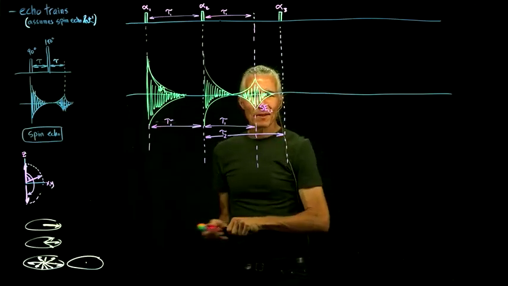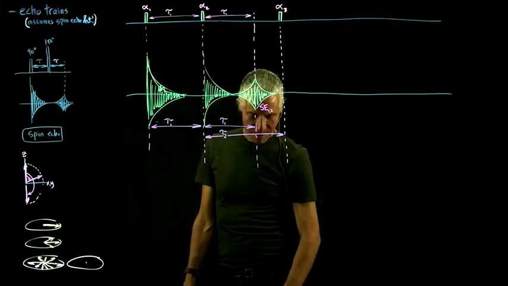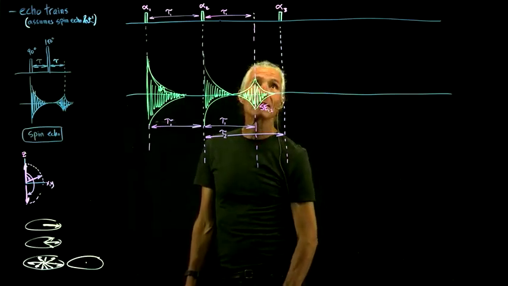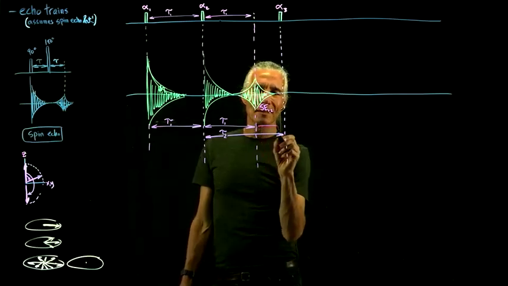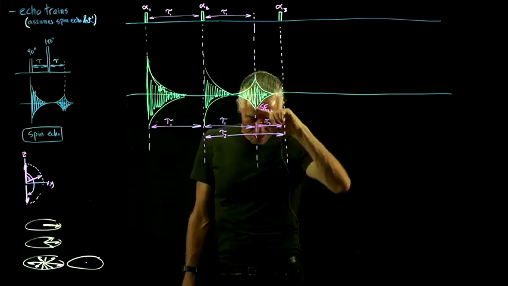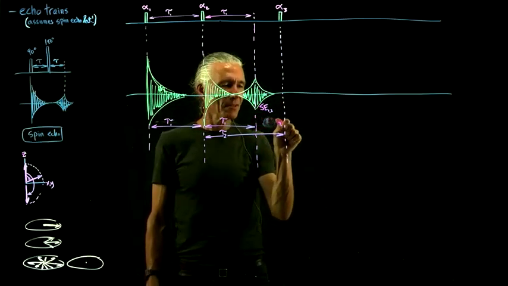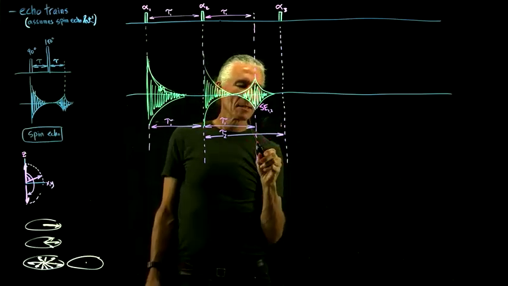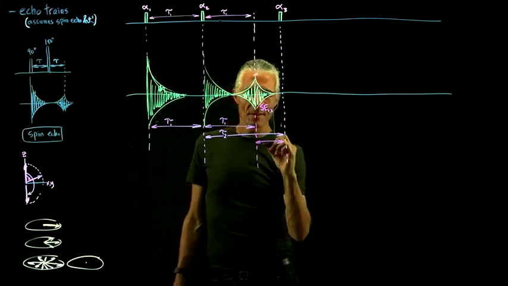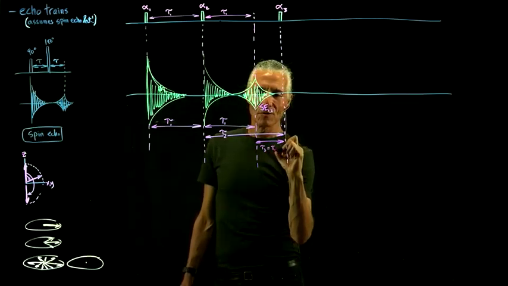So sometimes, in my previous notes, I called this guy tau 3, but you can see that that's equal to tau 2 minus tau 1. Let me put it below. So this guy is tau 3 equals tau 2 minus tau 1.